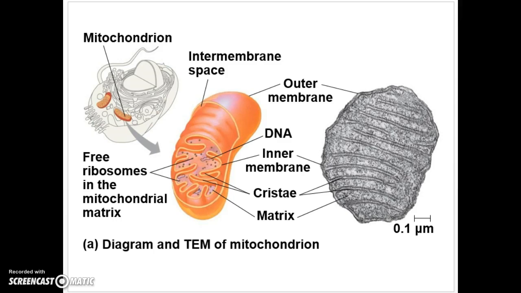This next picture shows you some more similarities. They also have a smooth outer membrane and an inner membrane folded into cristae, which is very similar to the middle here. We have a picture of a bacteria. Very similar structure. You can see this idea of cristae in the bacteria and cristae in the mitochondria. The other thing is that they have free ribosomes in the mitochondrial matrix, and bacteria have free ribosomes as well.